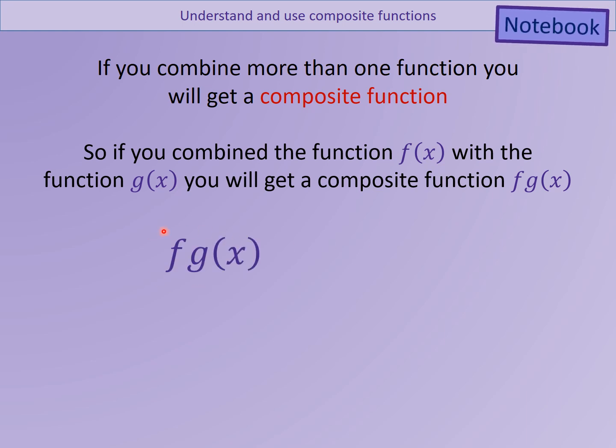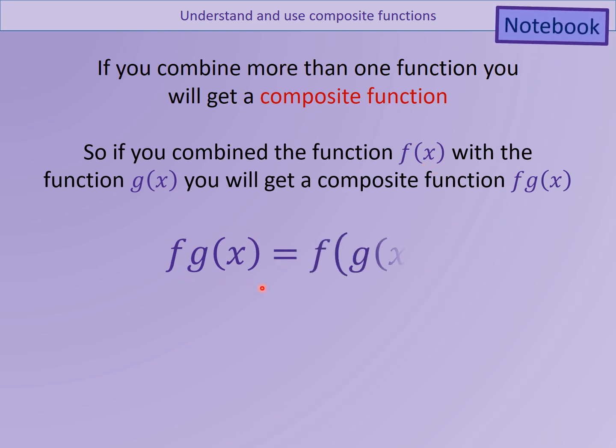So fg of x is a combination of two functions, the f of x function, which could be, for argument's sake, square it and add 2, and g of x could be do sine x. So that one's like a sine function, that one's like a squared function. This is a combination of those two. So a bit of sine, a bit of x squared. And you write it like this.